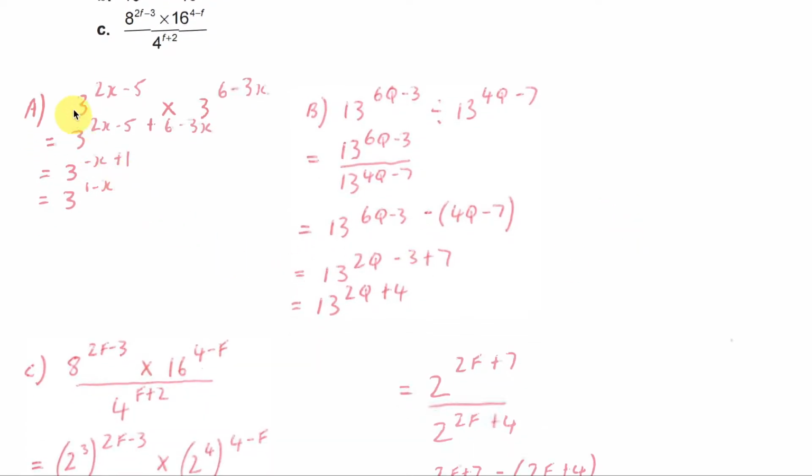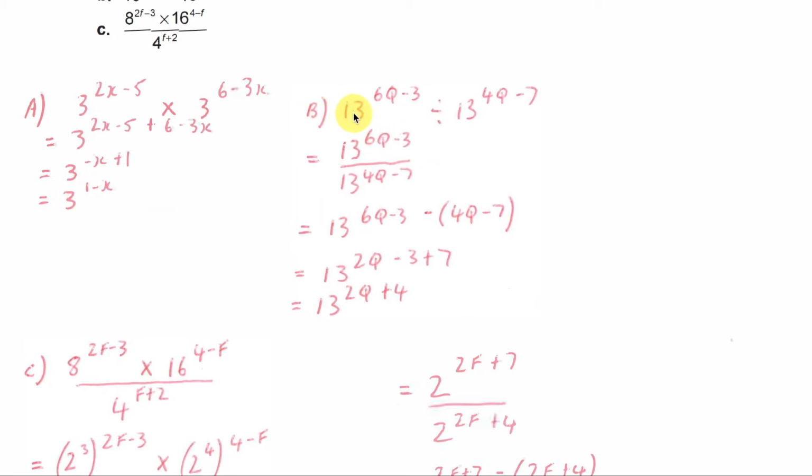So for A, we've got base 3 to the power of 2x take 5 being multiplied by base 3 to the power of 6 minus 3x. So the trick for this, because we've got multiplication, same base, then just add the powers. End up with 3 to the power of negative x plus 1, which we can rewrite as being 3 to the power of 1 minus x.